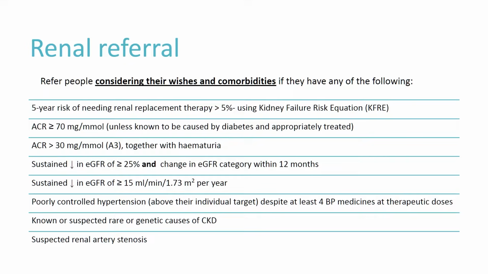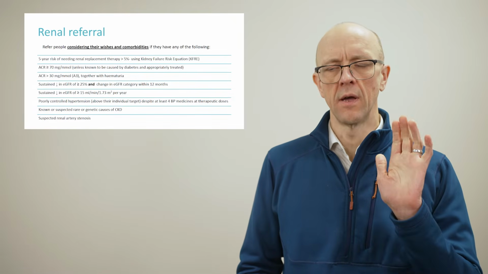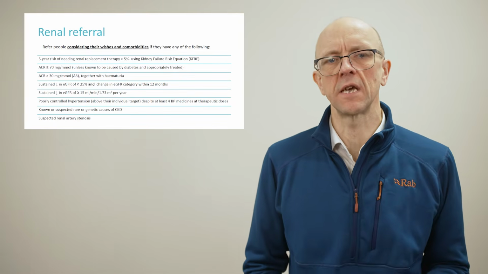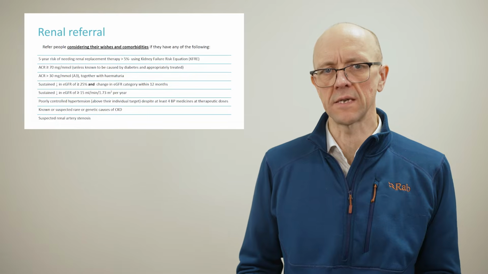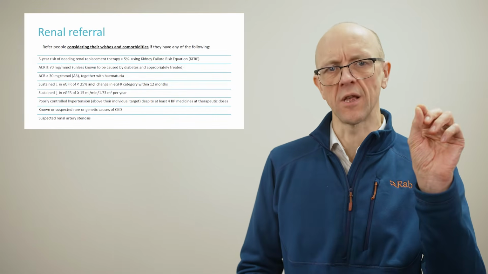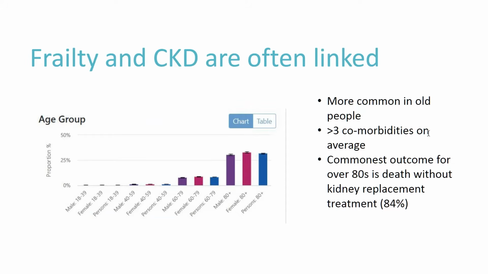They haven't changed. The top one relates to the kidney failure risk equation now. So if you have a 5-year risk of developing stage 5 CKD that is greater than 5%, it says refer to kidney services. Generally, that's really good. But I just want to draw your attention to the top line on the slide. And that says refer people considering their wishes and comorbidities. And that's important because frailty and CKD are often linked.